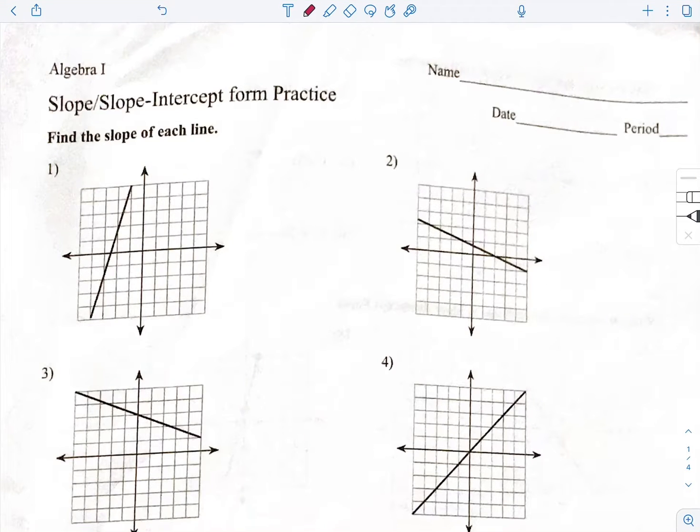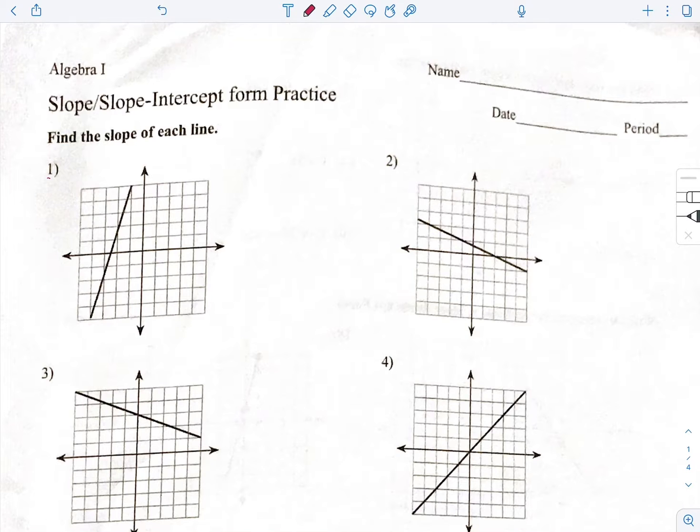All right, guys. Today we're going to review slope and slope-intercept form. All right. The first set of instructions says to find the slope of each line. So if you look here in number one, we're given a line here.